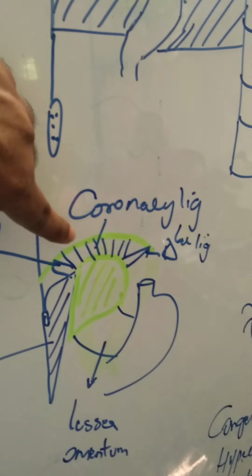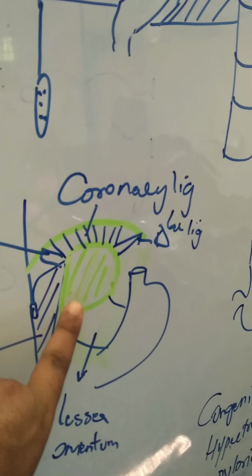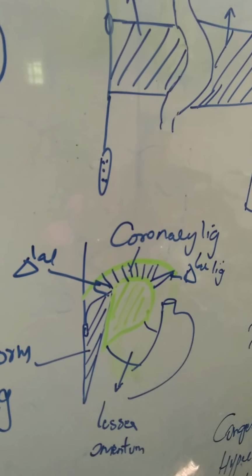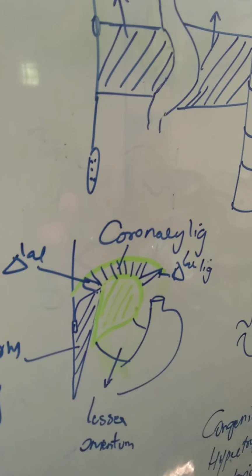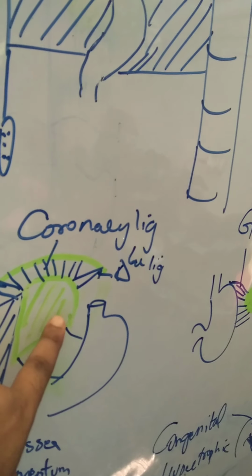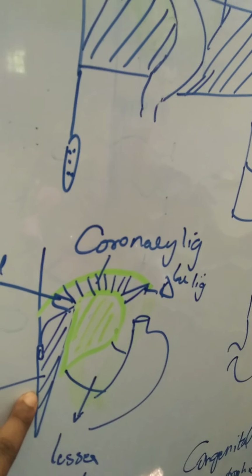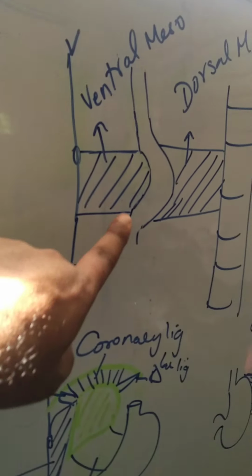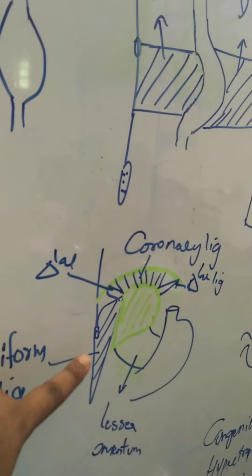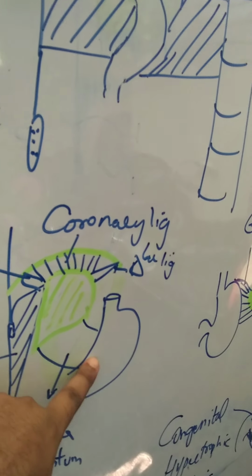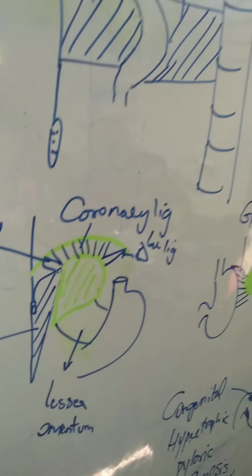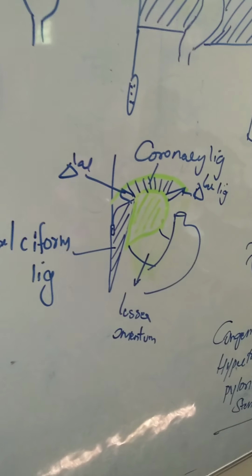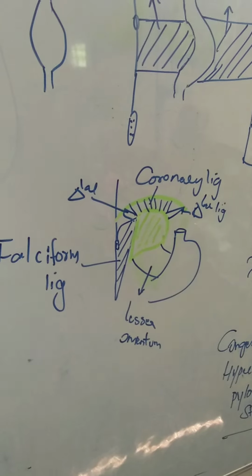Between the diaphragm, this green color structure, and the liver, it will give rise to the right and left triangular ligaments and the coronary ligament, with two layers, superior and inferior. So this is between the liver and the anterior abdominal wall. The fate of ventral mesogastrium: it will become like this. Also, between the liver and the stomach, this portion of the ventral mesogastrium will become the lesser omentum. So this is the fate of ventral mesogastrium.